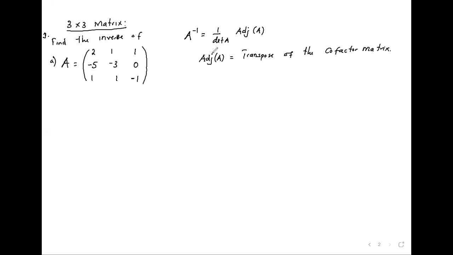What is the cofactor matrix? The cofactor matrix is the inner determinants of each entry with respect to the signs plus, minus, plus, minus, plus, minus, plus, minus, plus. So you use these when finding the cofactor matrix without having to multiply by the entry number. So we start here. We first find the determinant of A. How do you find the determinant of A? You pick either a row or a column. So we'll pick the first row.